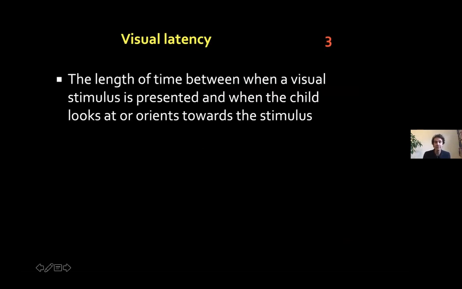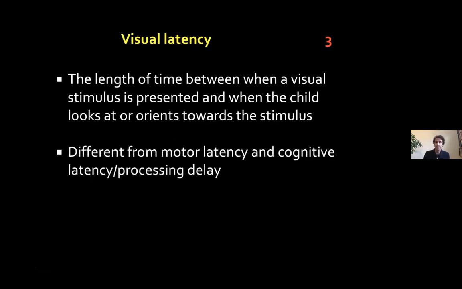Okay. The next characteristic here is visual latency. Kids with CVI will tend to have a visual processing delay. This is different from a motor or cognitive latency. This is specifically the time between which an object is presented and when the child looks at or orients toward it. Nothing to do with their interest toward it. A child could look at it and decide, I don't care about that, and look away. We're talking about just the time between when it's presented and when the child notices that it's there.